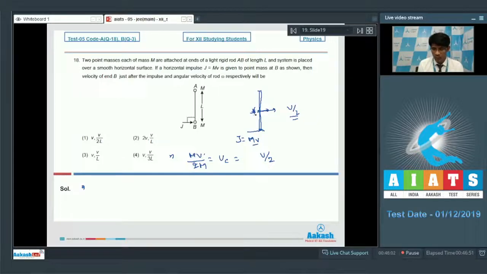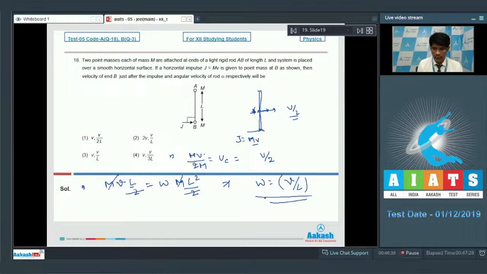Now with respect to the center of mass, the angular impulse that is being provided is mv, and this distance being L by 2. This angular impulse will generate the angular momentum, and if the final angular velocity is omega, then the angular momentum about this point is how much? It will be m, this distance is L by 2, so it is L square divided by 4 into 2, it's coming out to be this much. Equating this, m will cancel out. We are having the value of omega equal to v divided by L.